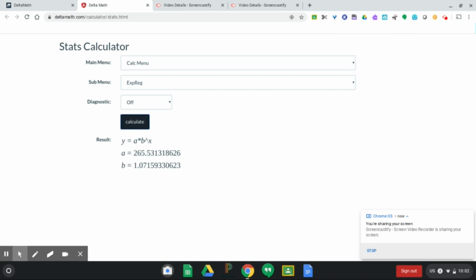Y equals A times B to the X. A equals 265.53. B equals 1.07. Now here I only wrote down 5.3 because I was rounding to the nearest tenth here. Okay, the other ones I wrote down 4 decimal places because I needed to round to the thousandth. So I am deciding how many numbers I'm writing down. If you write them all down, it's fine.